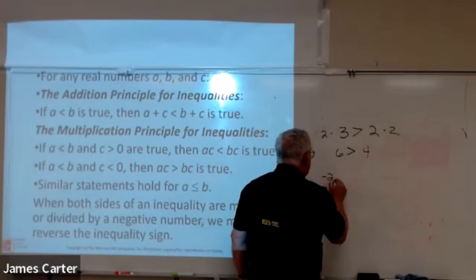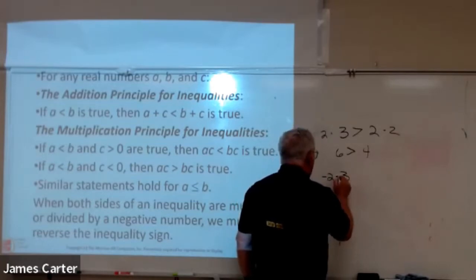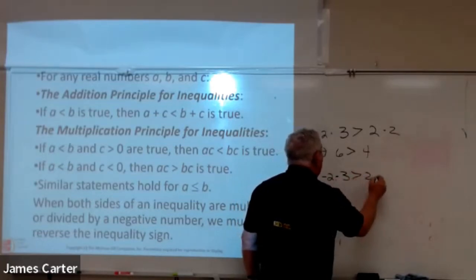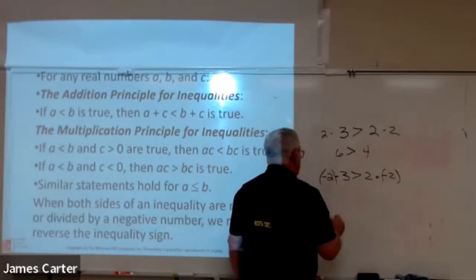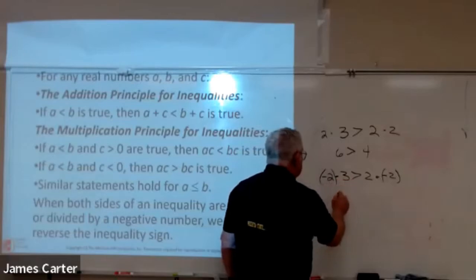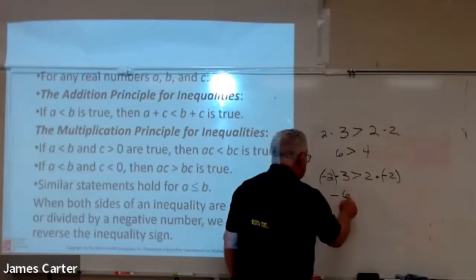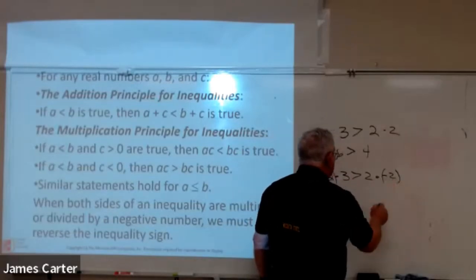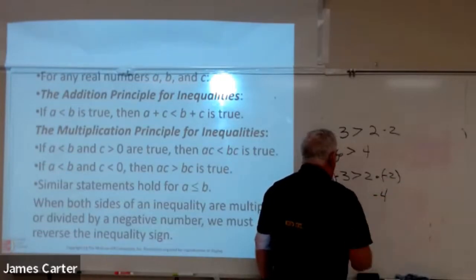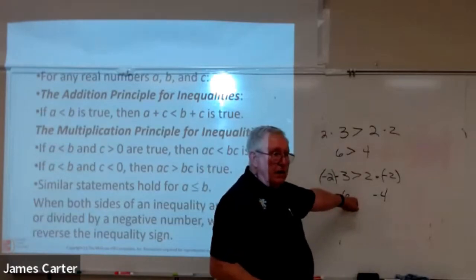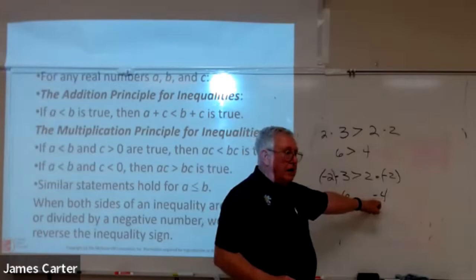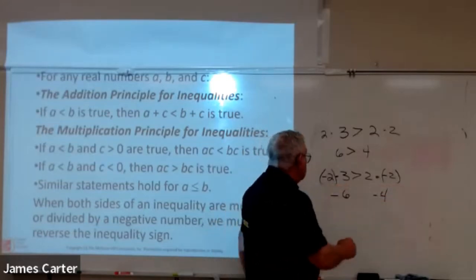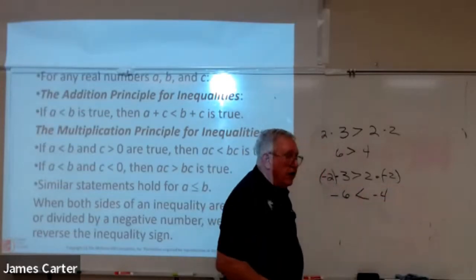What if I take negative 2 times both sides? Negative 2 times 3 is negative 6. Negative 2 times negative 4 is negative 8. Now, to make this a truth, which number is closer to the 0 on the number line? That one is, isn't it? So it is now the greater number.